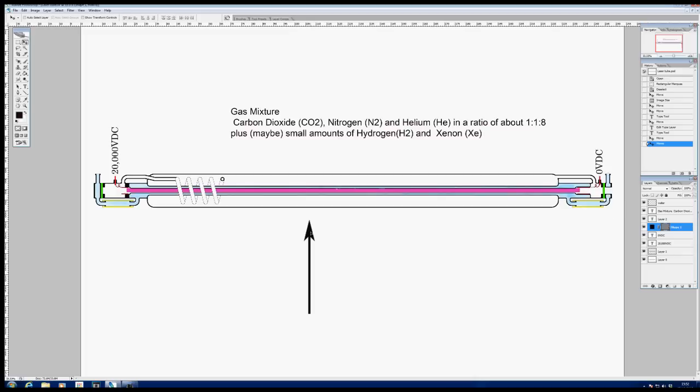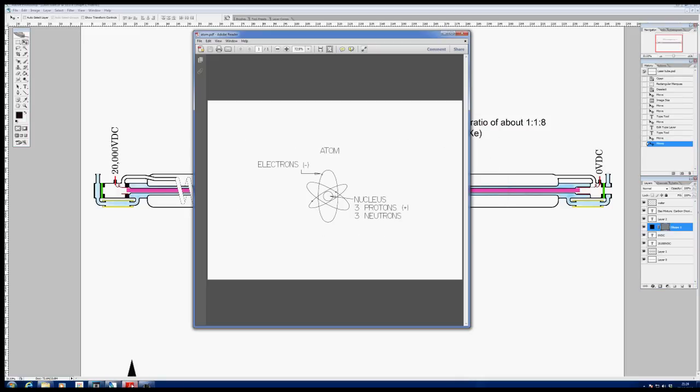How does this laser tube work? Well, for it to work, it has to have a gas mixture inside here. Basically, what we need is some carbon dioxide, some nitrogen, and some helium. Those are the three main gases that are used in all these sealed systems. And they're in a ratio of about 1 to 1 to 8, so there's a large amount of helium in here. Depending on which manufacturer it is, they may add their own small traces of other gases as well, hydrogen particularly, and xenon.